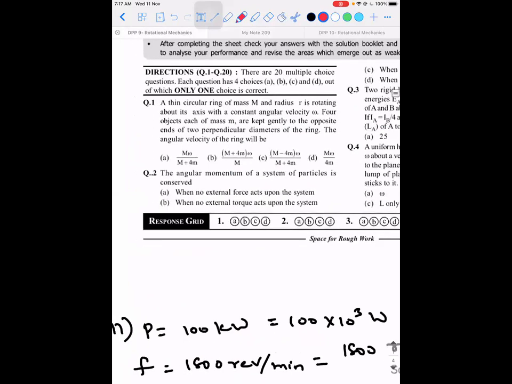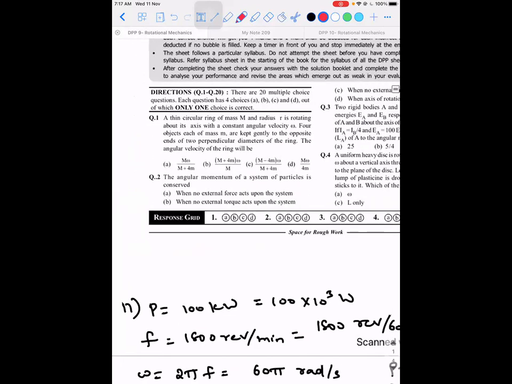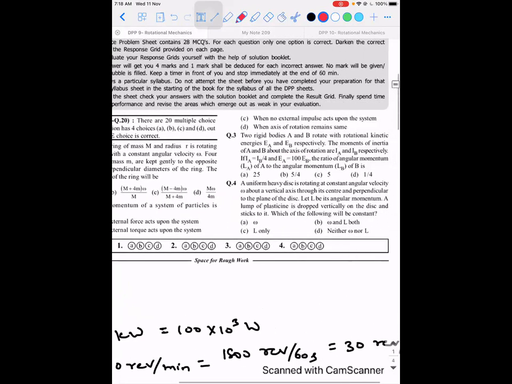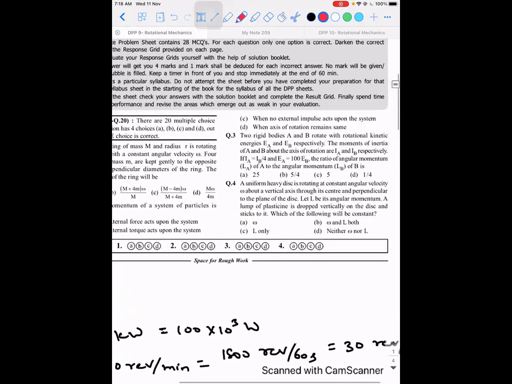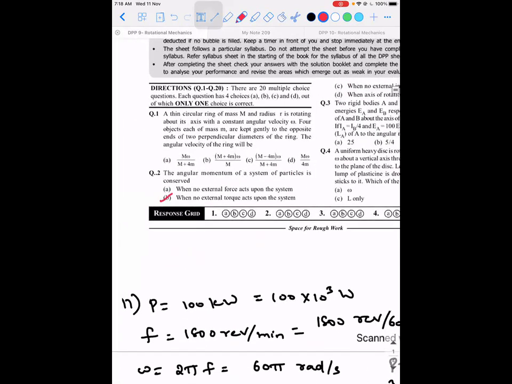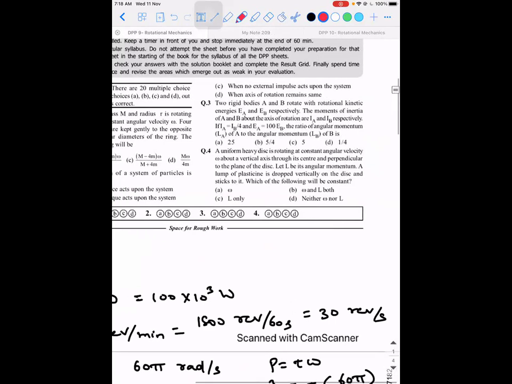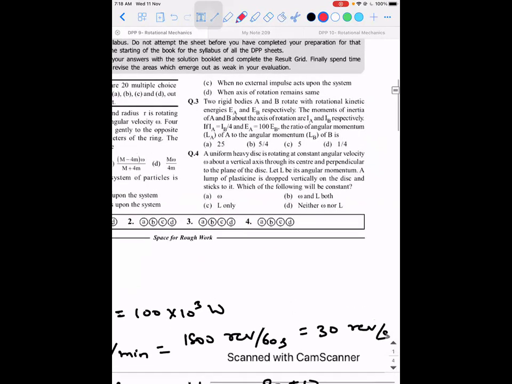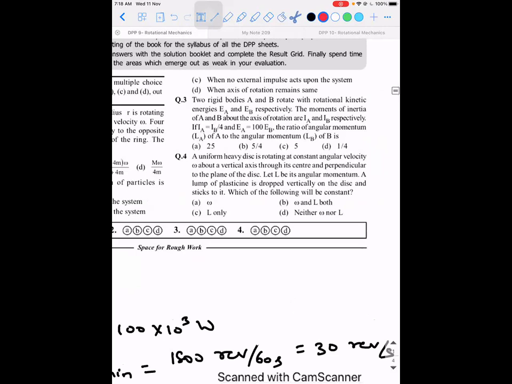So second one, the angular momentum of a system of particles is conserved when no external force acts upon it, when no external torque acts upon it, when no external impulse acts upon the system, when the axis of rotation remains the same. Answer is when no external torque acts upon the system. Third, I think it's a problem. So let's see.